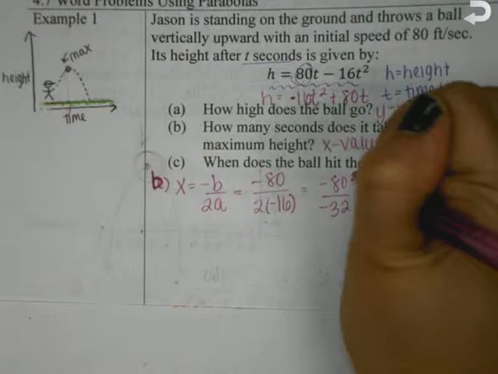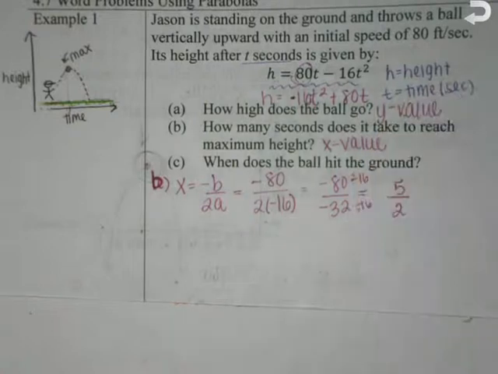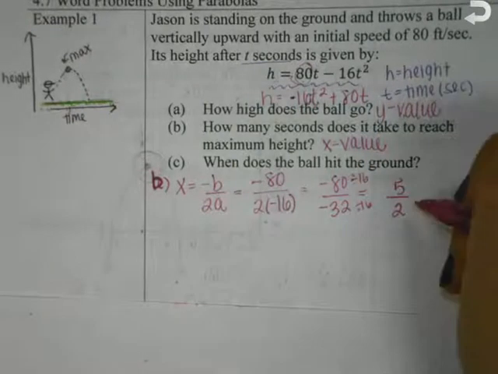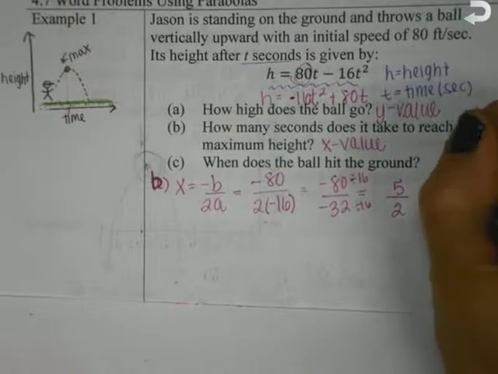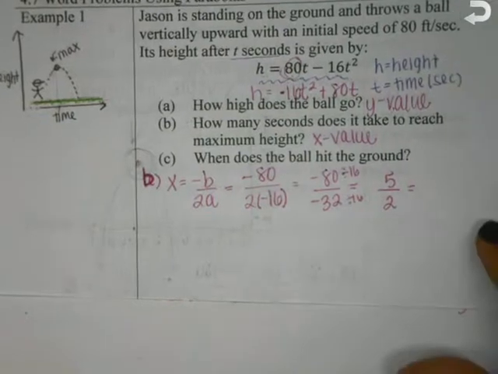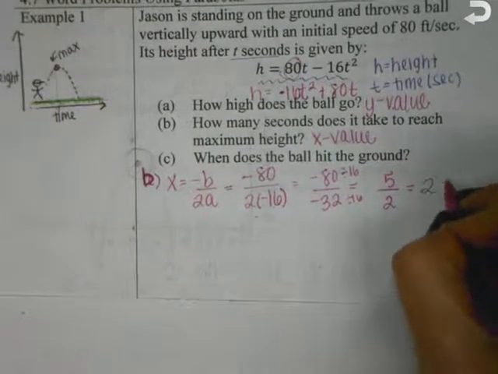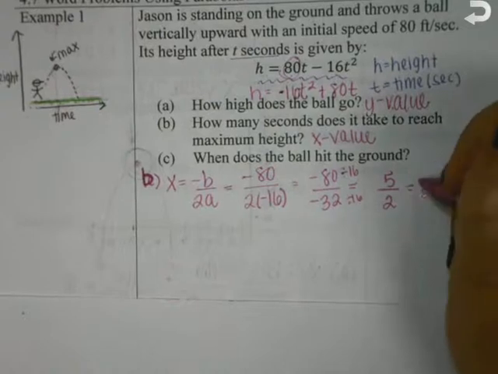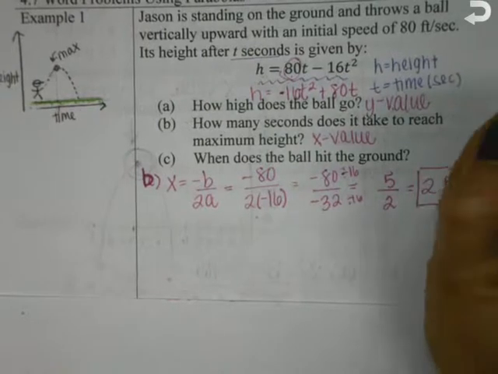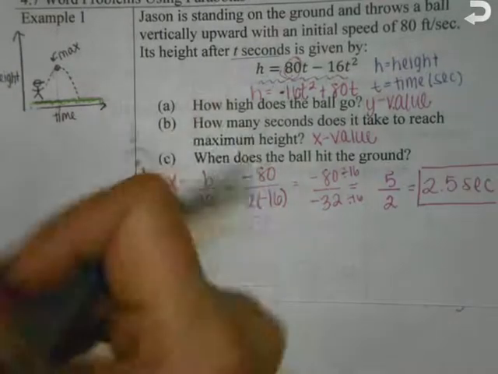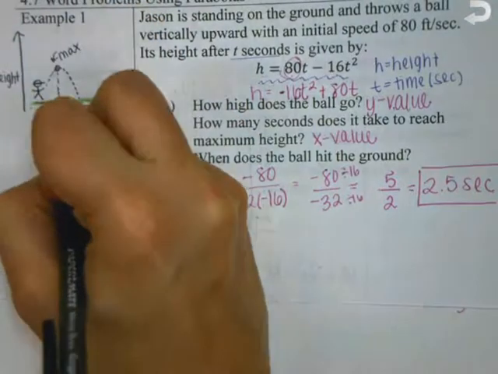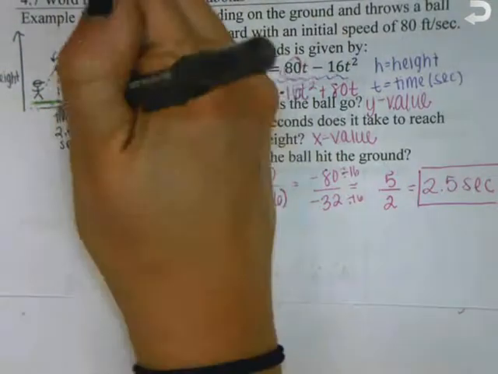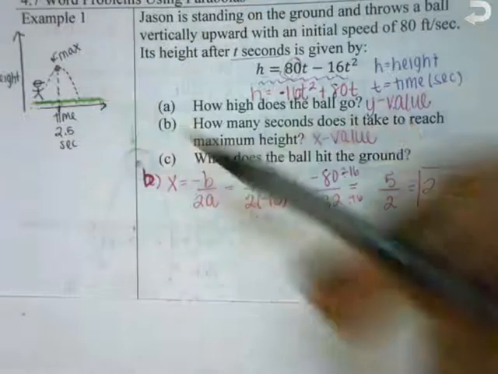Okay, obviously seconds doesn't look like this, right? How can I rewrite this in seconds? 2.5. So this point is 2.5 seconds. Okay, so at 2.5 seconds the ball reaches its maximum height.